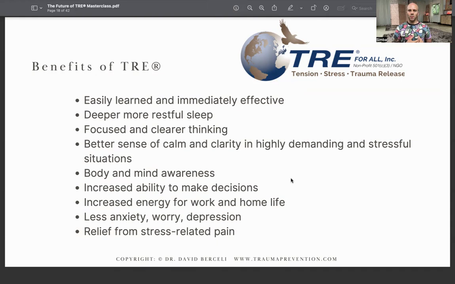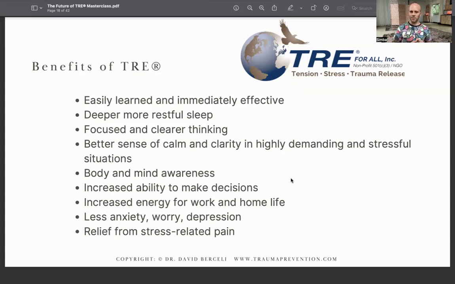And one of the few benefits when I look at TRE, it's really easy to learn, helps you with sleep, better focus, better sense of calm. It really primes you for stressful situations, connects mind, body, and spirit, helps you to make decisions. This used to be a big thing for me. Oh, should I do this? Should I do that? And I used to ask everyone for their opinion before I made a decision, because I was coming from so much anxiety.